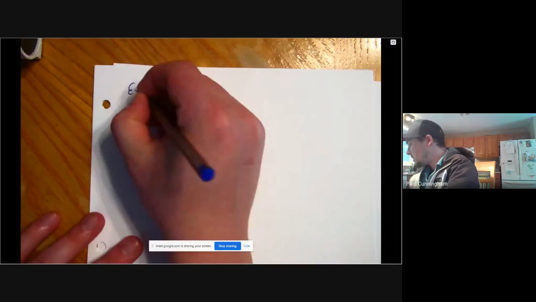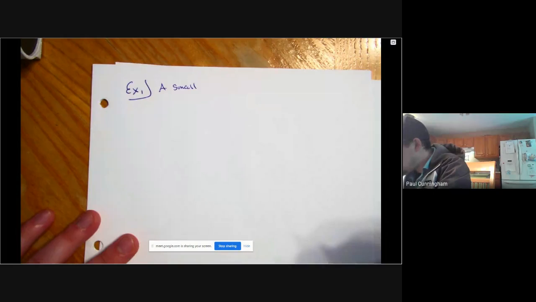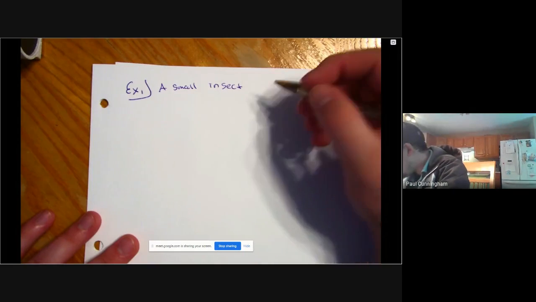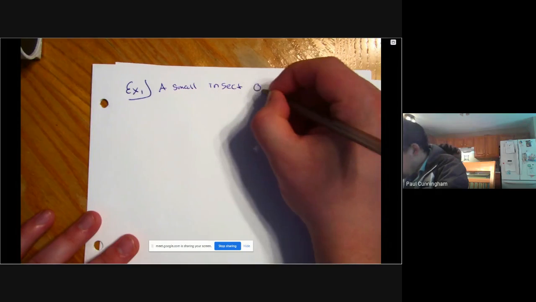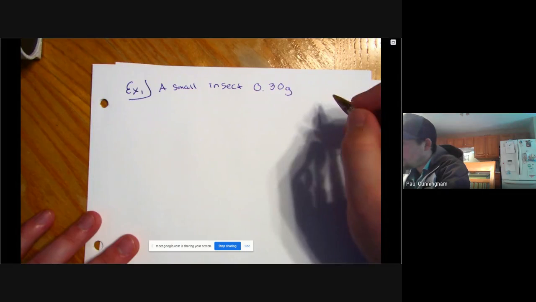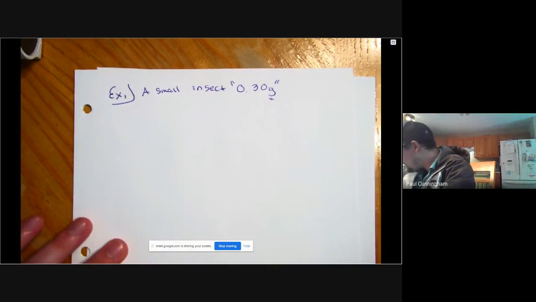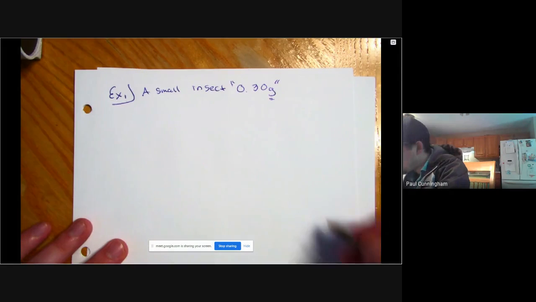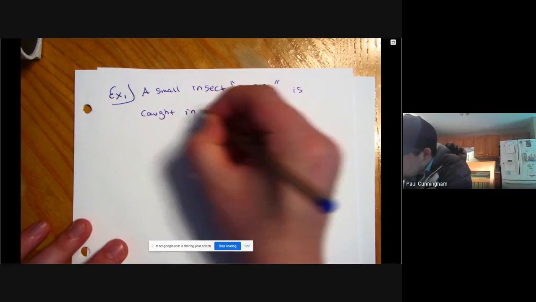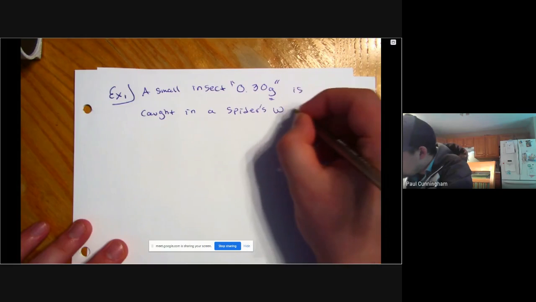Example 1, we'll talk about a small insect. A small insect, 0.30 grams. Notice it's grams. Where is it? It's caught in a spider web. I should say spider's web.